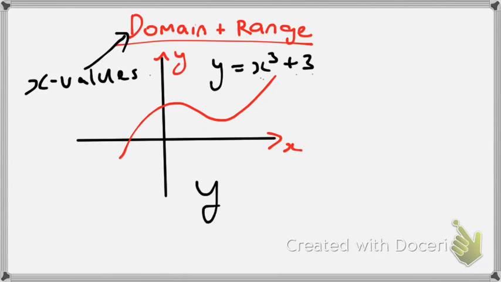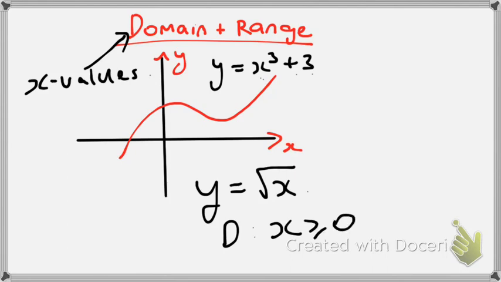Whereas, if I look at a different function, the square root of x, in this case the domain will be all positive values of x, including 0. Because you can take the square root of all positive numbers, including 0, but you cannot take the square root of negative numbers.